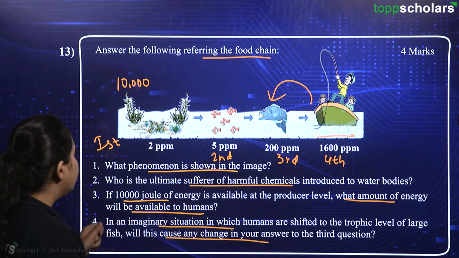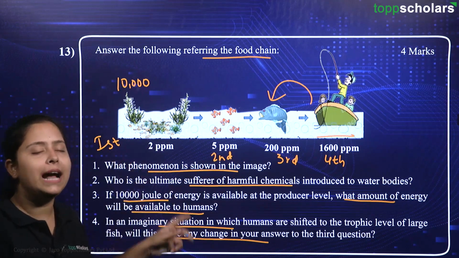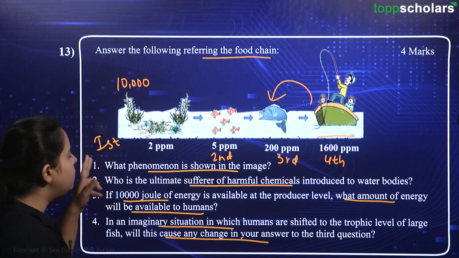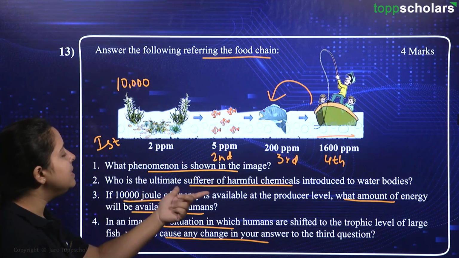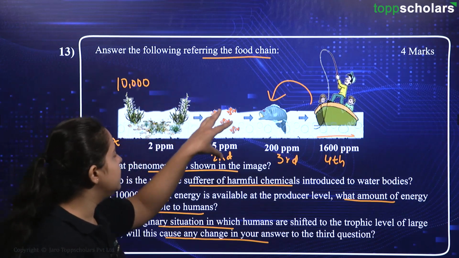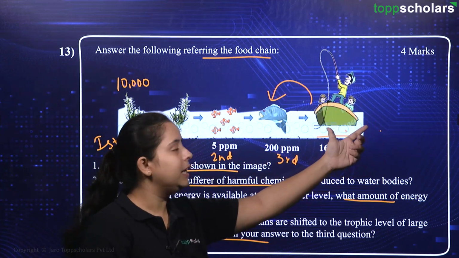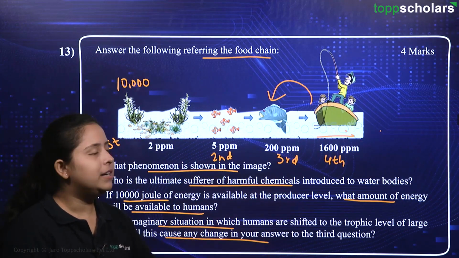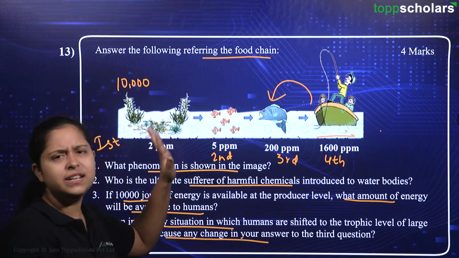Coming to the answer now. Because of the units written here, you should be able to grasp that this is the biological magnification phenomenon shown to you. The answer for the first part of the question is biological magnification, which will fetch you 1 mark. Going ahead, who is the ultimate sufferer of harmful chemicals? First of all, harmful chemicals are present in the plants, then in small fish, then in large fish. Who is the ultimate consumer of that chemical? Yes, human beings. So human beings are the ultimate sufferer of harmful chemicals introduced to the water bodies. We have gained the second question's answer as well just by looking at the image.